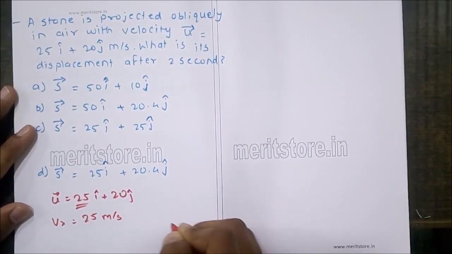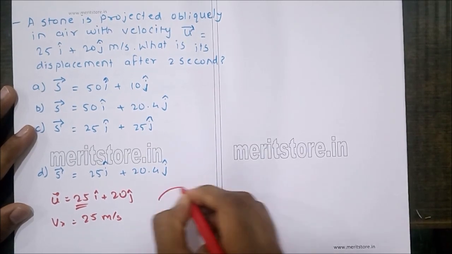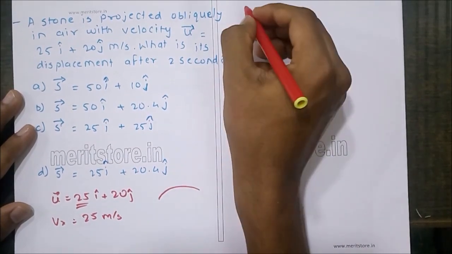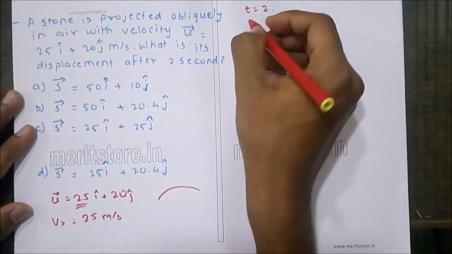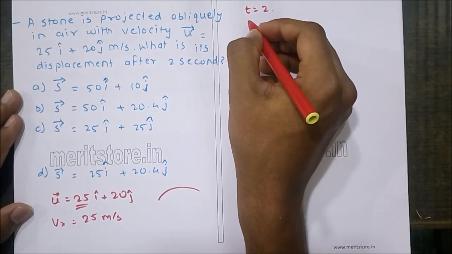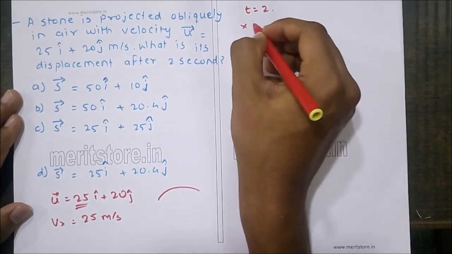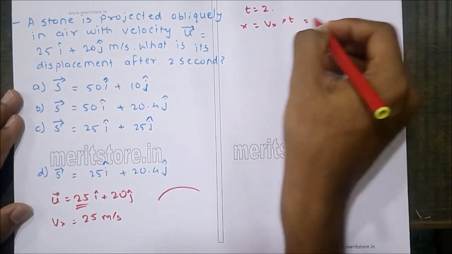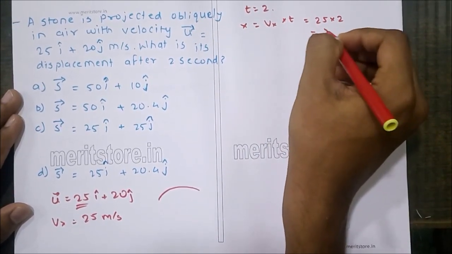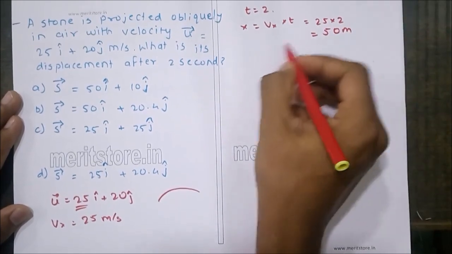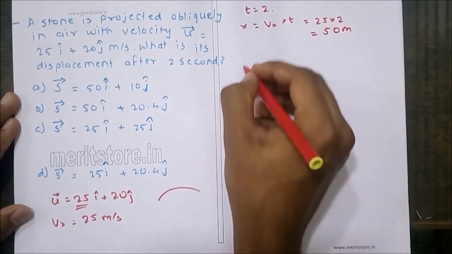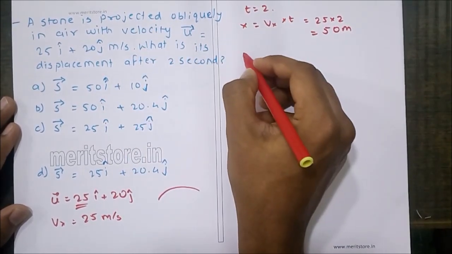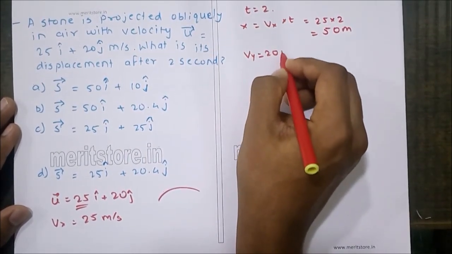Since the horizontal component of velocity for a projected body always remains constant, after time t equal to 2 seconds, the displacement in the horizontal direction is given by x equals Vx into t, that is 25 into 2, which is 50 meters. And in the vertical direction, the vertical component of velocity is Vy equal to 20 meters per second.